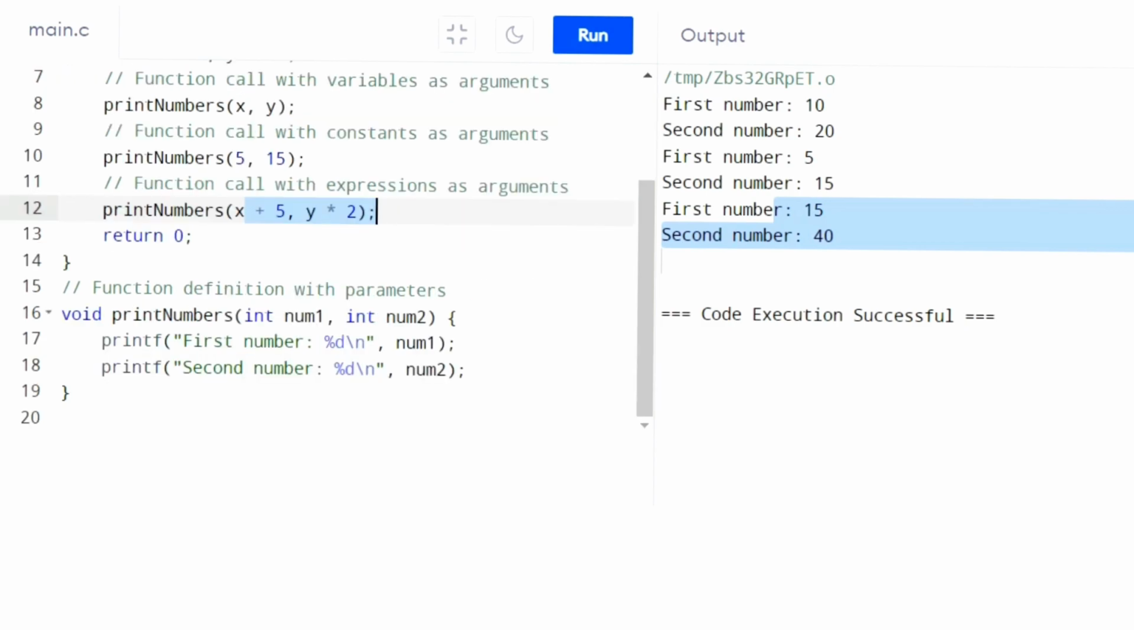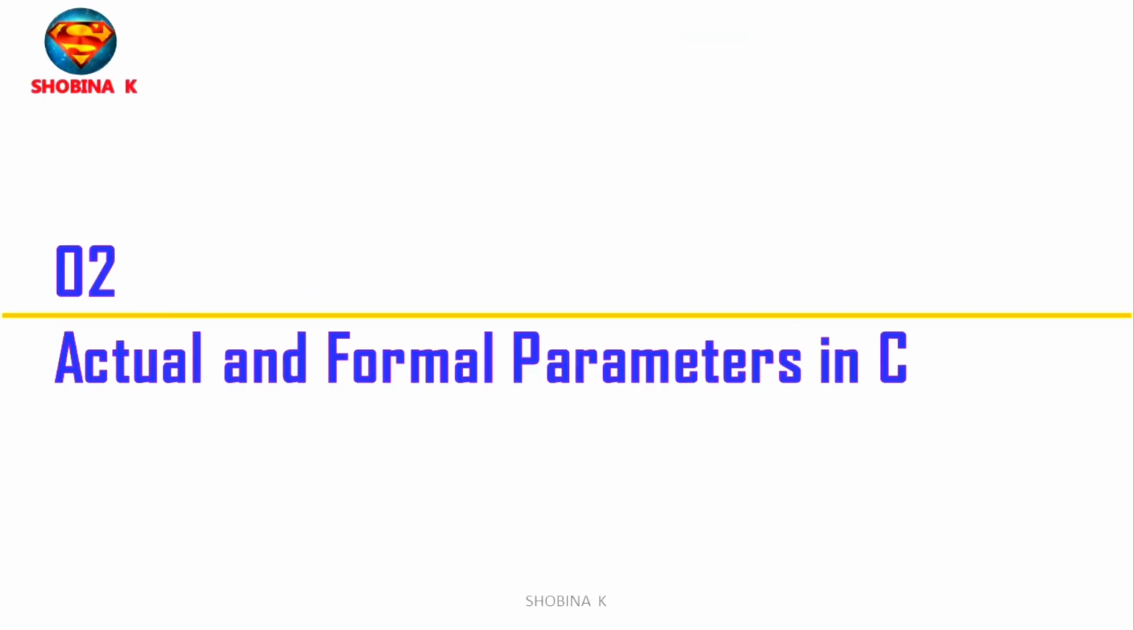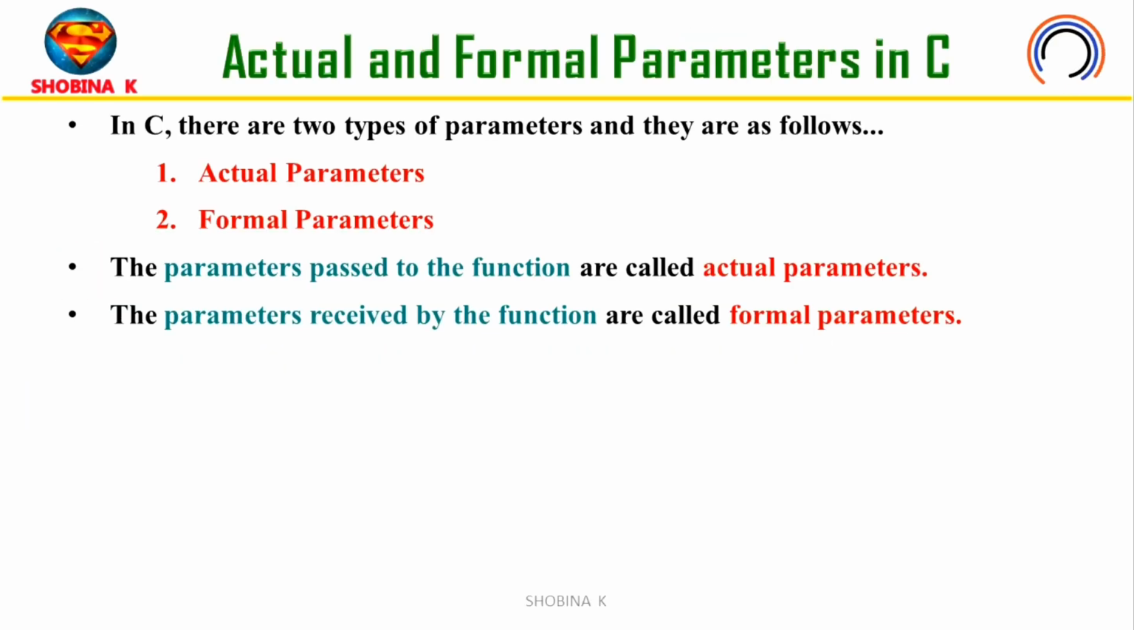So in this program, the values are passed to the print numbers function in each function call, and these values are printed as specified in the function definition. Now let's move on and understand the types of parameters. There are two types of parameters, actual parameters and formal parameters. The parameters passed to the function are called actual parameters, whereas the parameters received by the function are called formal parameters. Now let's discuss them in detail.